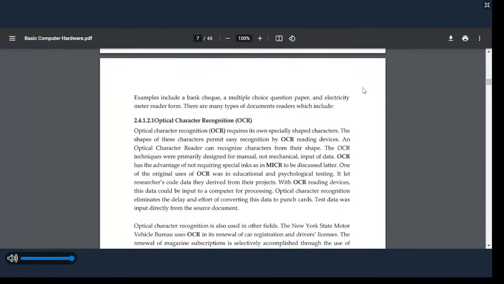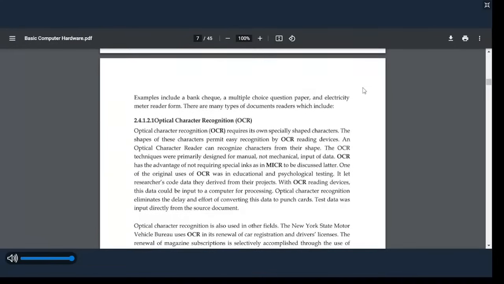It let researchers code data they derived from their projects. With OCR reading devices, this data could be input to a computer for processing. Optical character recognition eliminates the delay and effort of converting this data to punched cards. Test data was input directly from the source document.